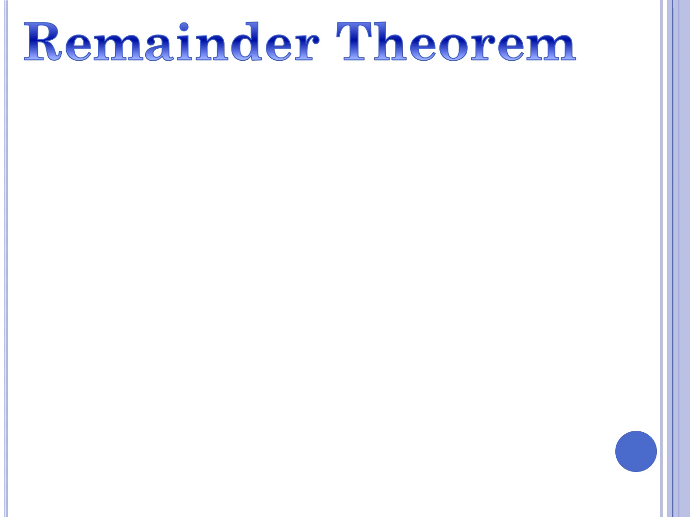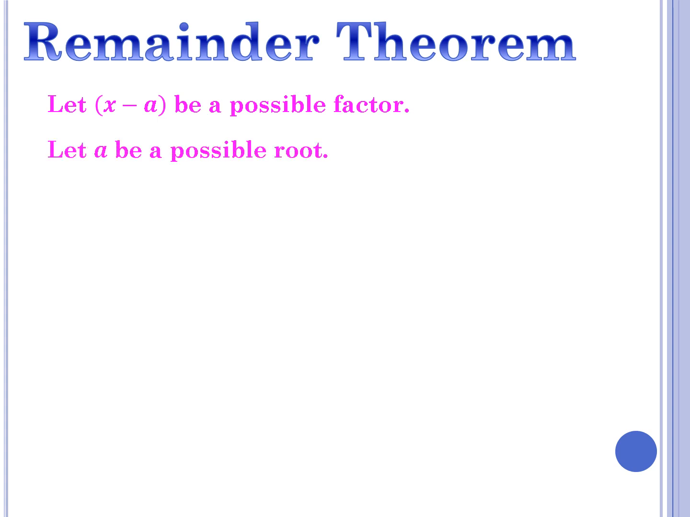Let's talk about the remainder theorem. The remainder theorem allows us to determine if something is going to be a possible factor or a possible root. So what we're going to do is let x minus a be a possible factor. Well, if x minus a is a possible factor, then that means a is a possible root, because remember x minus a equals 0, so x equals a. So if x minus a is a factor, a is a root.